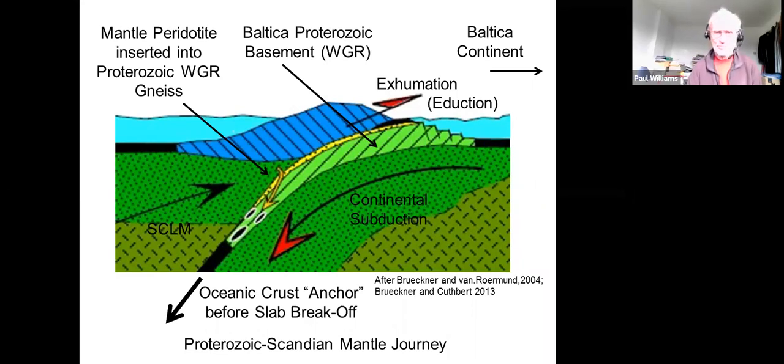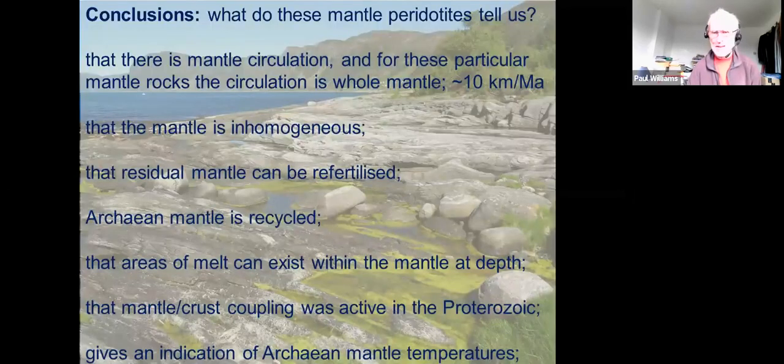So what does it mean? What can it tell us? Well, there's lots of things it can tell us. Firstly, there's mantle circulation. We think we know about mantle circulation. In fact, it ought to be circulating because it's losing heat. But have we got any evidence of it?